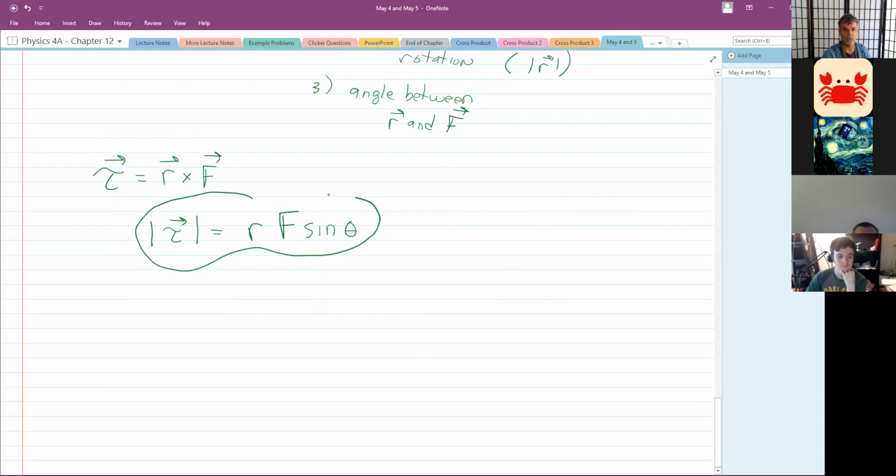And in this equation, theta is the angle between R and F when they're drawn tail to tail.